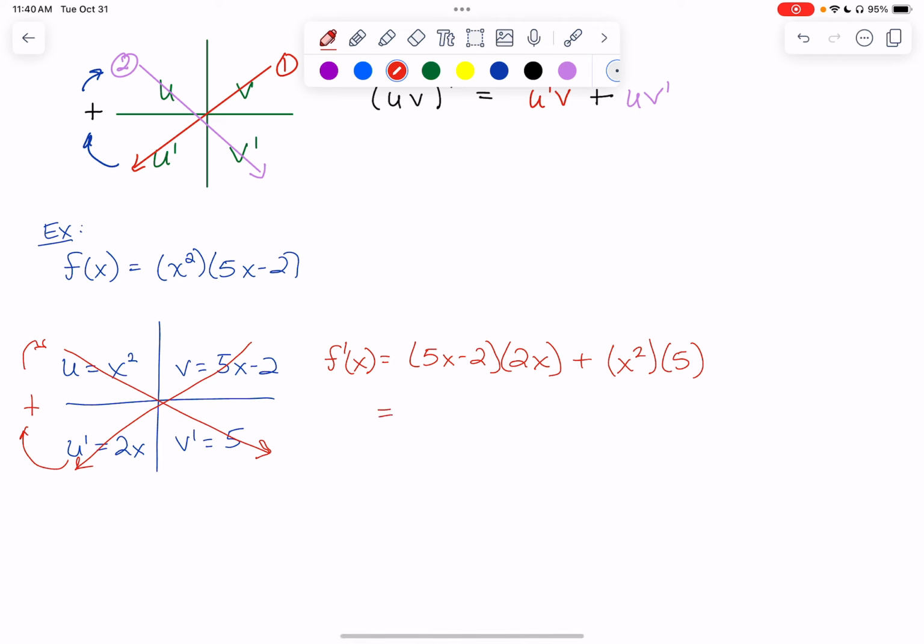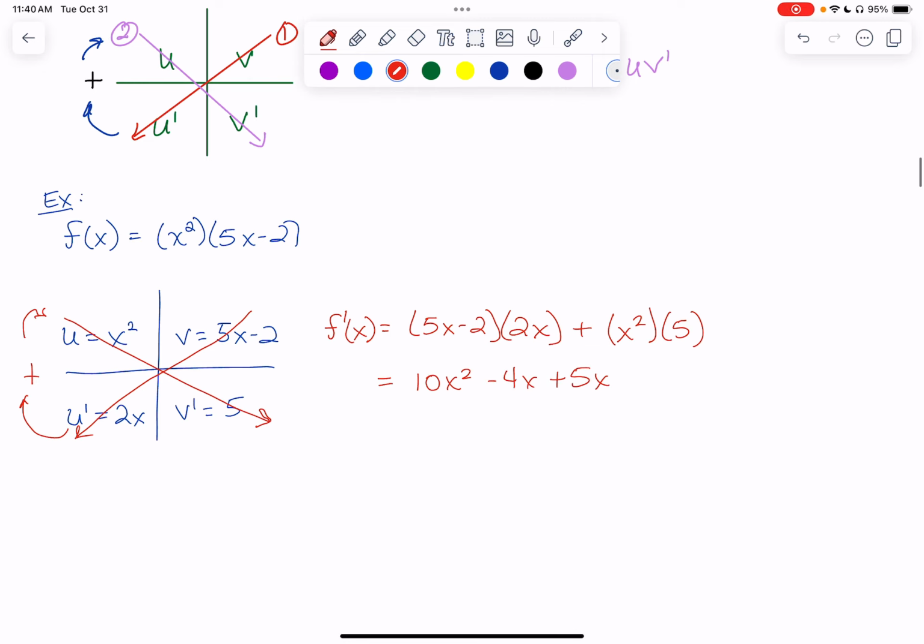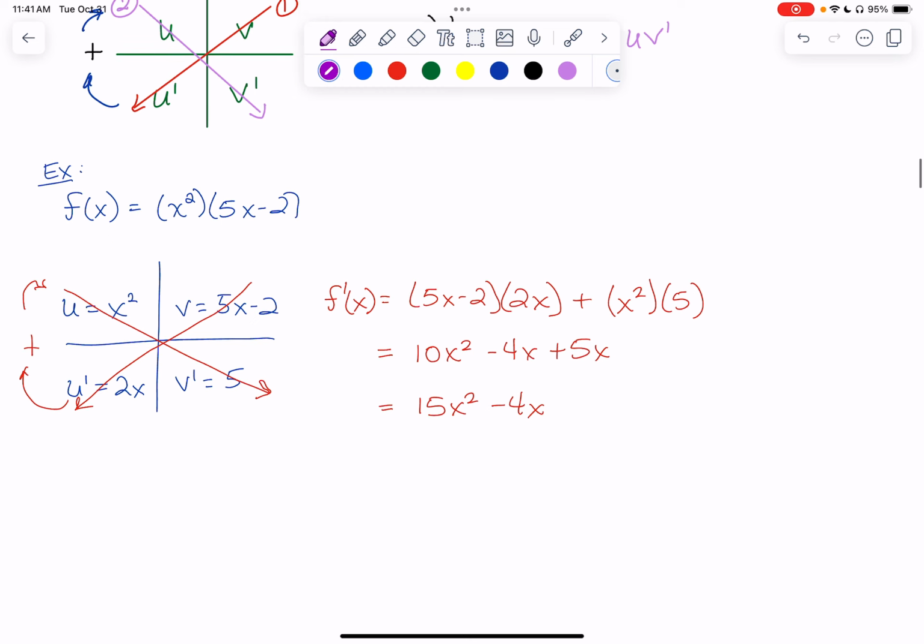So I can put this together. We have 10x squared minus 4x plus 5x squared. You notice that my result here is going to be the same, the 15x squared minus 4x that I had above. So let's take a look at one more of these, or actually maybe a couple more.